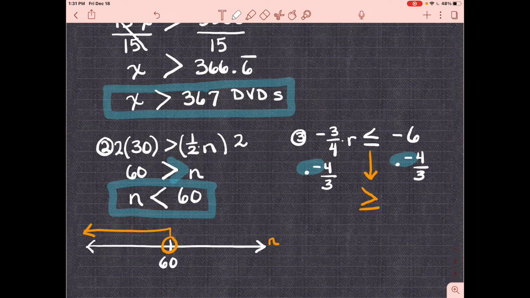So negative 3/4 times negative 4/3. Negative times negative is positive. That's why I do that. Match the signs when you're doing that. Cancels that out, so I have r on that side. I need to do the math. Negative 6 times negative 4/3. Oops. And I get 8. Probably should have just done that. Negative times negative is a positive. That makes sense. R is greater than or equal to 8. Here's what the number line looks like. I'm going to put my 8 on there.